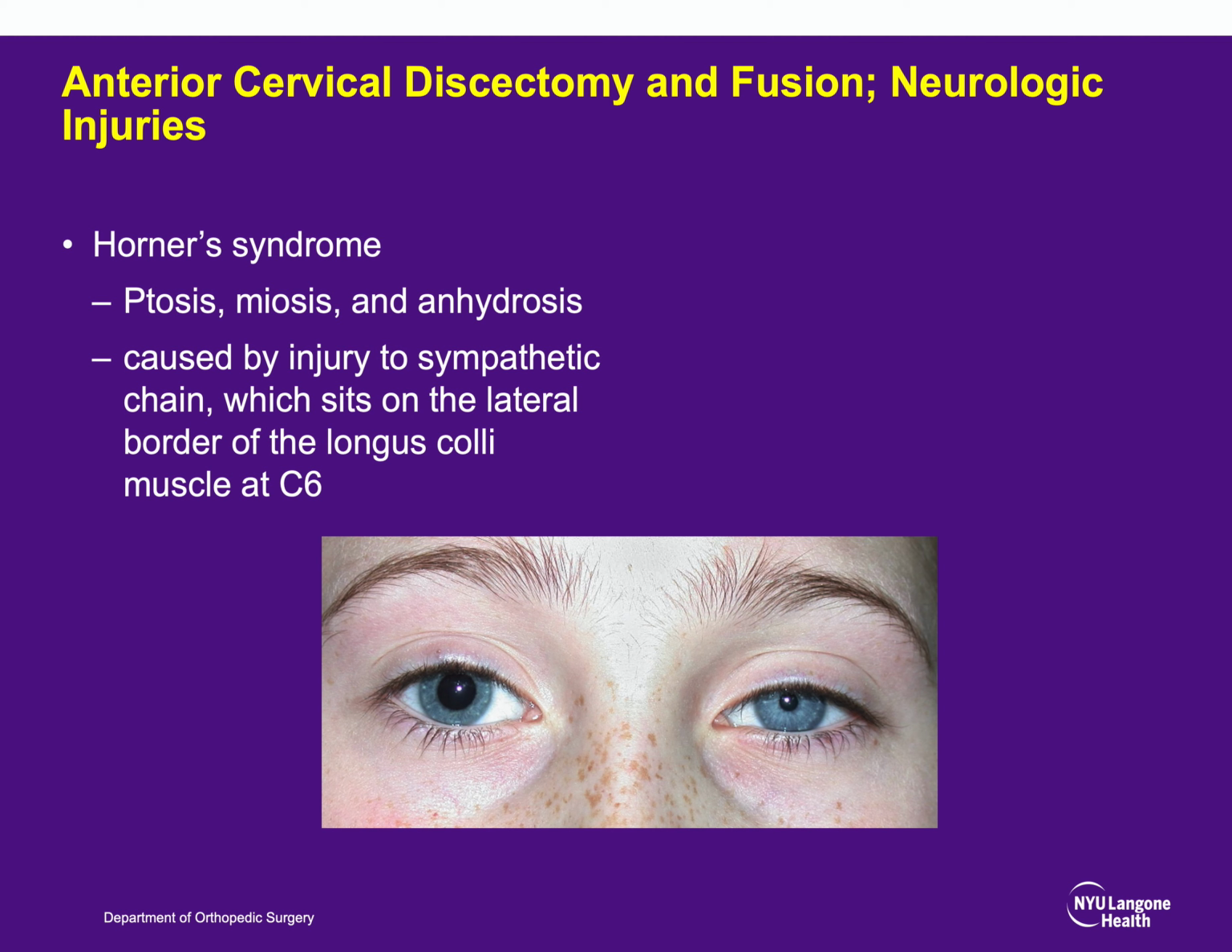One of the devastating complications that could happen from the anterior cervical discectomy approach is Horner syndrome, manifested by ptosis, miosis, which is constriction of the pupil, and anhidrosis. It is caused by injury to the sympathetic chain that resides along the lateral border of the longus colli around C6 level. So you don't want to be going too crazy with the Bowlby cautery when you're exposing the longus colli muscle, as that could injure the sympathetic chain.